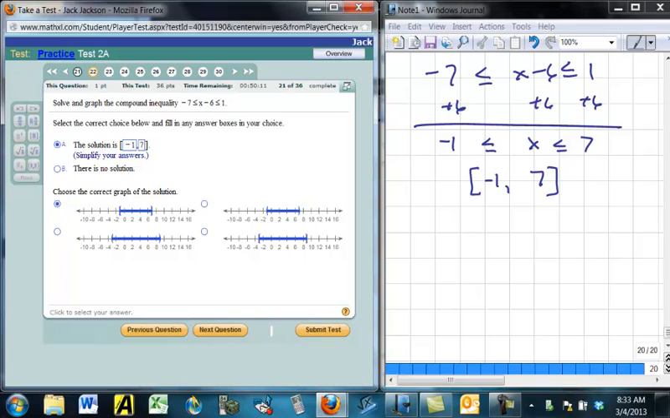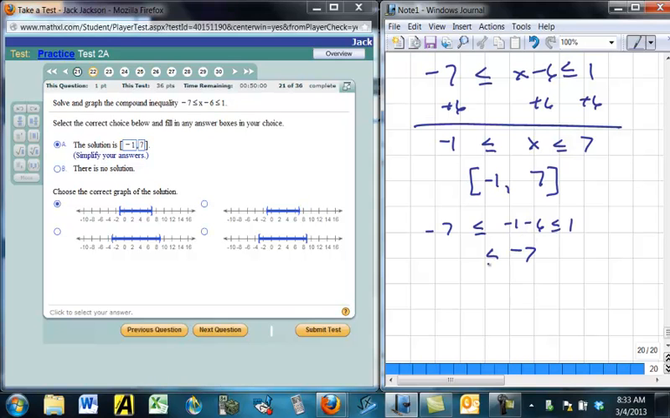Double check it. Put in negative 1. It should make one of the sides equal. See? So that works. And 7 should make the other side equal. That checks. And then double check that they've got the right part shaded. Notice that 0 is in this part in the middle, so try 0. That gives us a negative 6. Negative 7 is less than negative 6, which is less than 1. So that means you shade the inside part, not the outside parts. So that's correct.